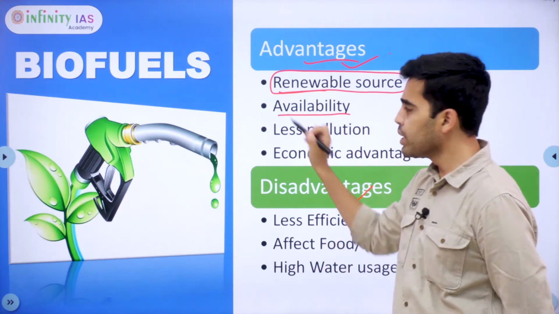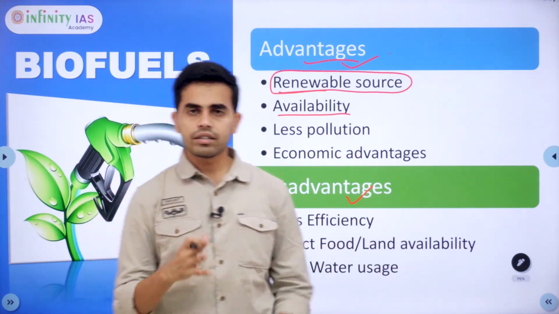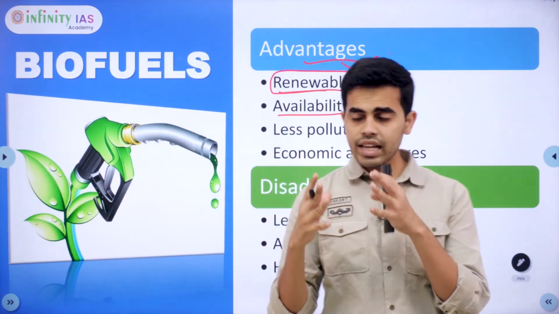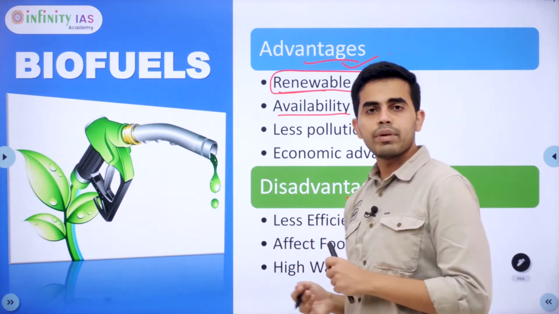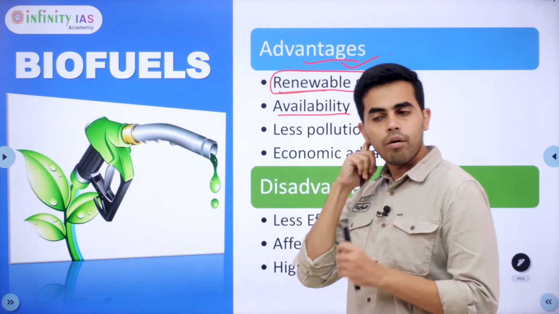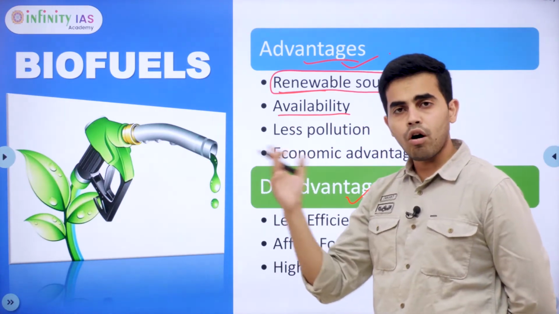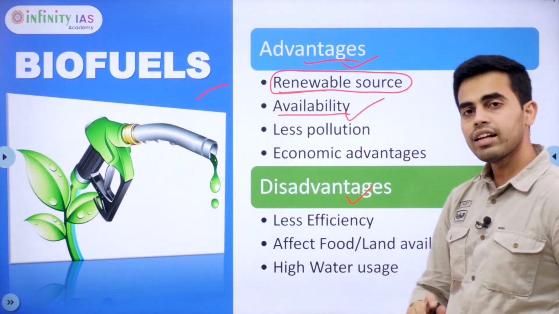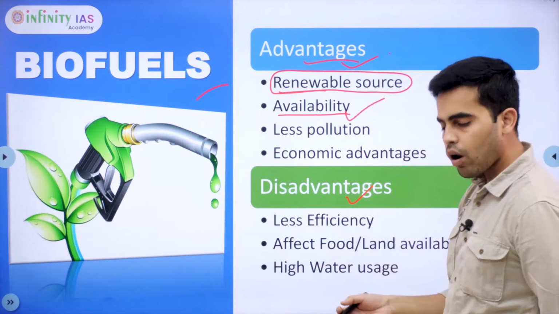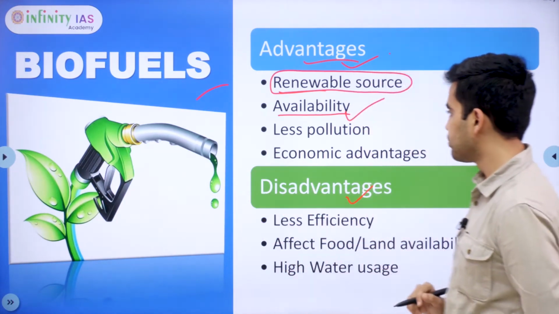And then availability. For example, if we take fossil fuels like petroleum products, they are only available in certain parts of the world, that is the Middle East or certain river basins or offshore petroleum sources. So it is not available all throughout. Whereas biofuels can be available anywhere. We can grow algae or crops anywhere and convert it into fuel.